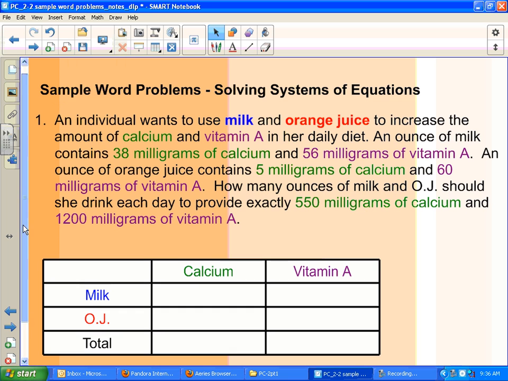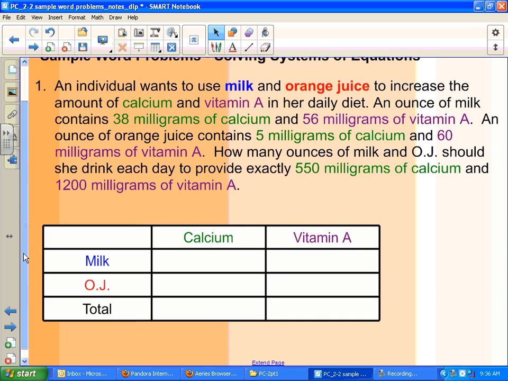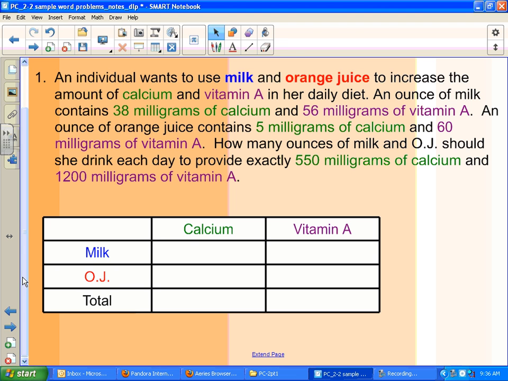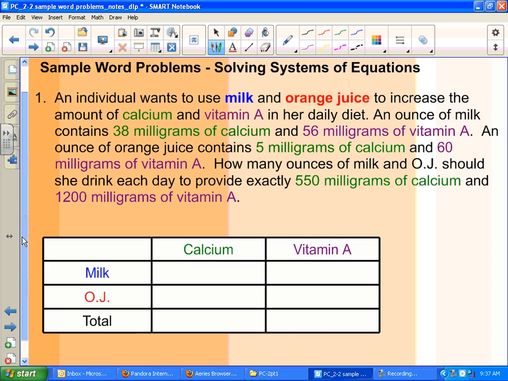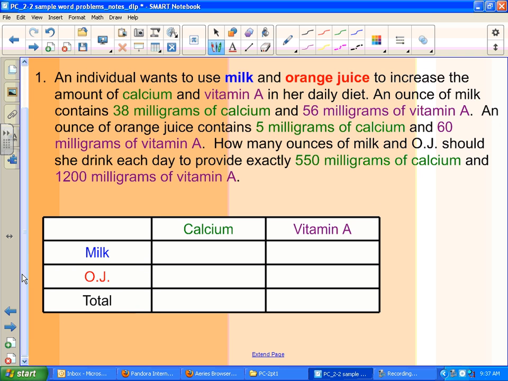We are coming up with these equations for these systems, and then determining what my unknowns are, and then finding their answers. So we had color-coded this nicely, and we're determining how much, in terms of ounces of milk and ounces of orange juice, do we need to meet our daily required calcium and vitamin A, whatever we call it.